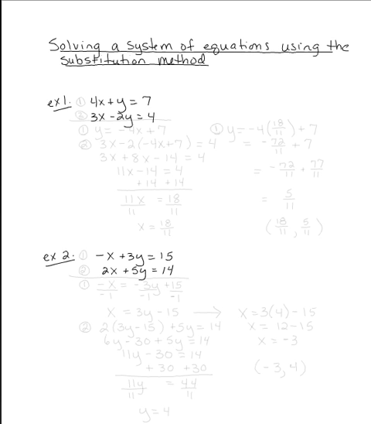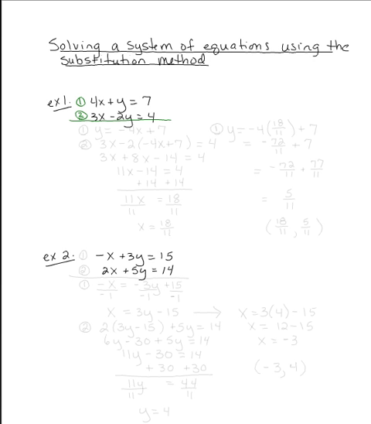Now let's start with example 1. I have 4x plus y equals 7. That's the first equation. Second equation is 3x minus 2y equals 4. Now what I like to do is number my equations, and you'll see why in a minute. So I have equation 1, equation 2, and then I draw my little line.